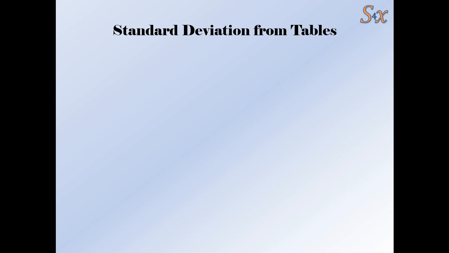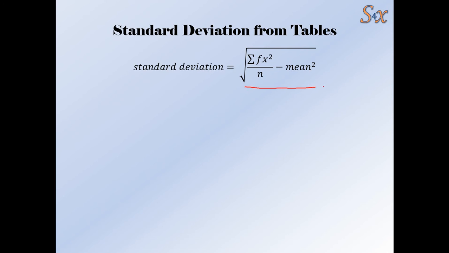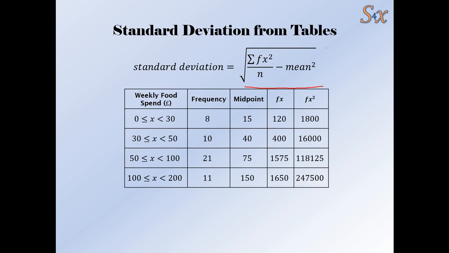We also need to be able to get standard deviation from tables of data. There's a formula to do it, and it's not very nice, I'm afraid. It's also not given to us. Okay, so you need to really memorize this formula. It's not a very nice one. You take the sum of fx squared, we'll talk about what that is in a second, divide by the number of data points and subtract the mean squared off it.